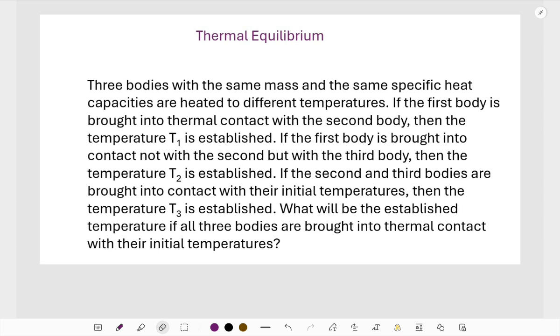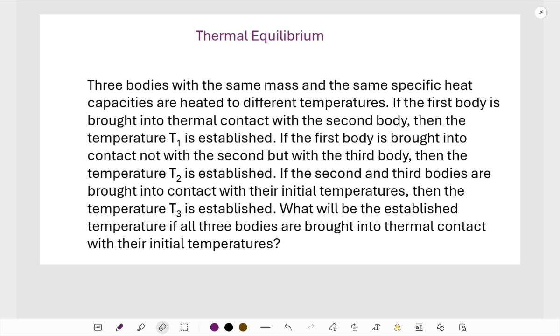The temperature is finally set to T1. If the first body is brought into contact not with the second body, but with the third body, first and third, then the temperature T2 is established. This is again the equilibrium temperature. If the second and third bodies are brought into contact with their initial temperatures, then the temperature T3 is established. Fine. What will be the established temperature if all three bodies are brought into thermal contact with their initial temperatures?